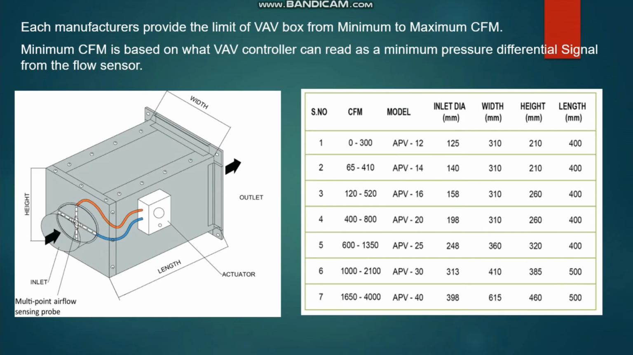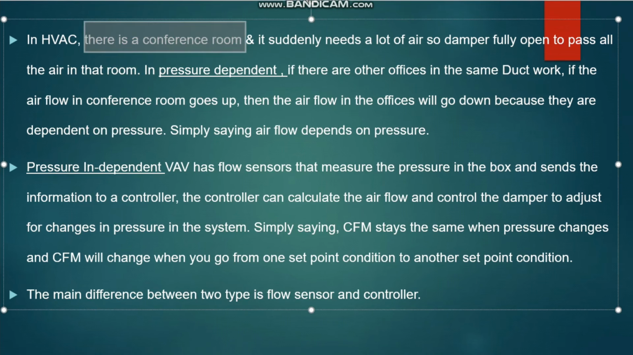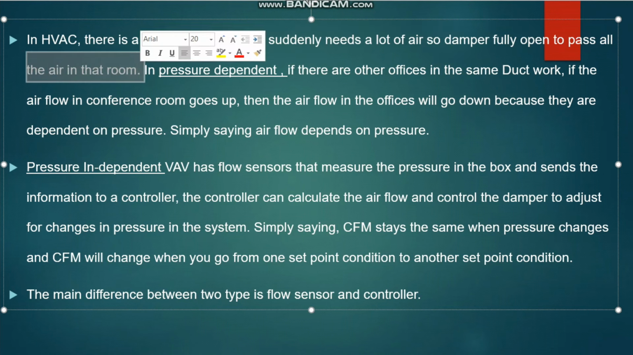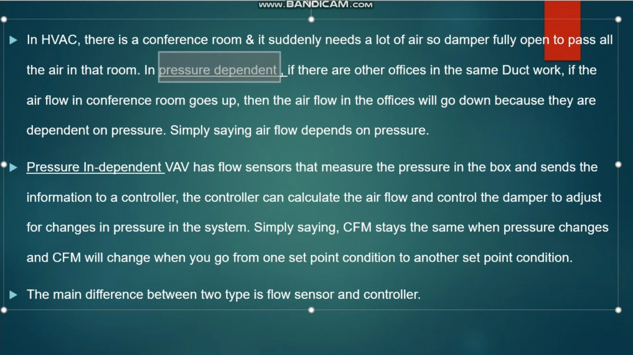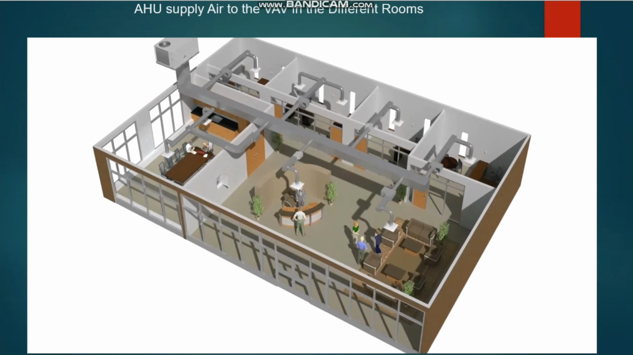So for example here, in an HVAC there is a conference room and it suddenly needs a lot of air because of a meeting or some other purpose. So what happens, the damper fully opens to pass all the air in that room. And the important thing is, in pressure dependent VAV, if there are other offices also connected in the same ductwork, so like you see here, the same ductwork, all the offices, all the rooms are connected.